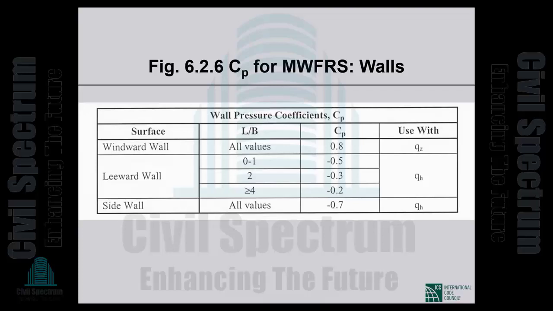For the leeward wall, depending upon the ratio of L over B, L is plan dimension parallel to the wind, B is plan dimension perpendicular to the wind. Plan dimension ratio between 0 and 1, it is negative 0.5. Plan dimension ratio of 2, negative 0.3, plan dimension ratio of 4 or more, negative 0.2. Between 2 and 4, you will interpolate between negative 0.3 and negative 0.2. Side walls for all values, it is negative 0.7. So the walls, the external pressure coefficients you get from this one table.